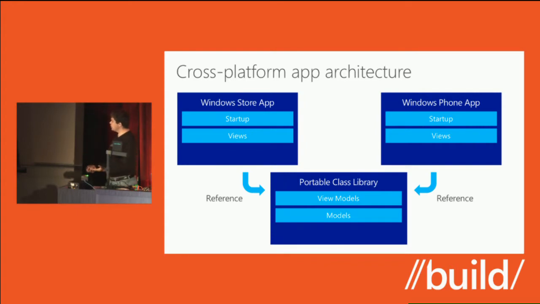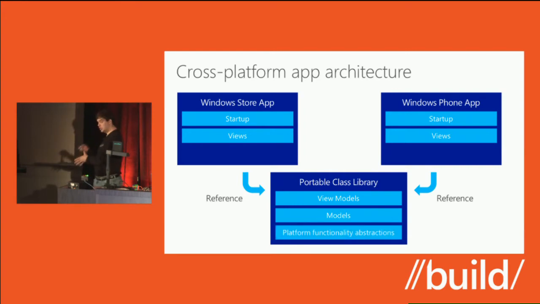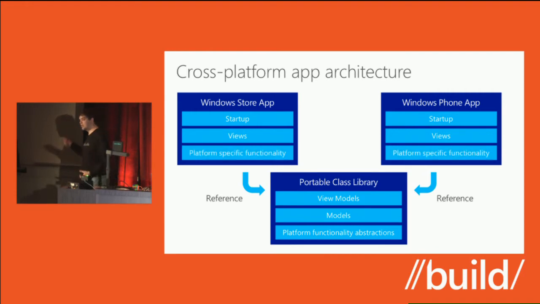Now, as you develop your models or your view models, you're likely to come to a place where you need to call an API that's not available from a portable class library, for example, file I/O. And that's where you use the abstraction pattern. So you create a portable abstraction, an interface or an abstract class that encapsulates the functionality that you need. And then for each platform, you implement that and pass it down into the portable library.